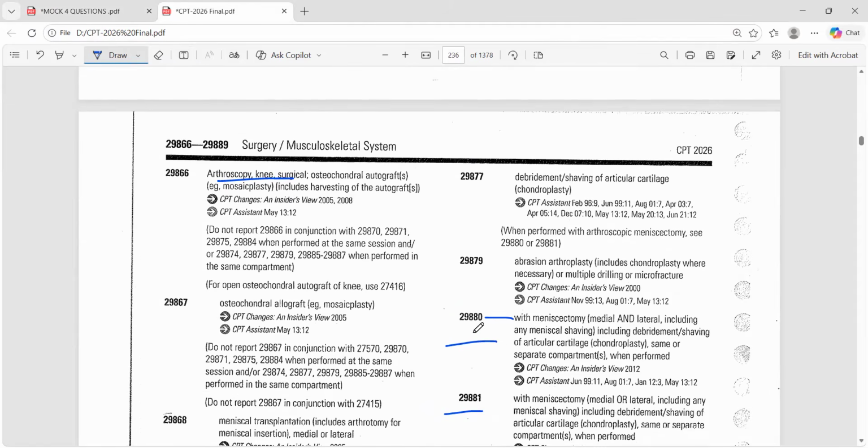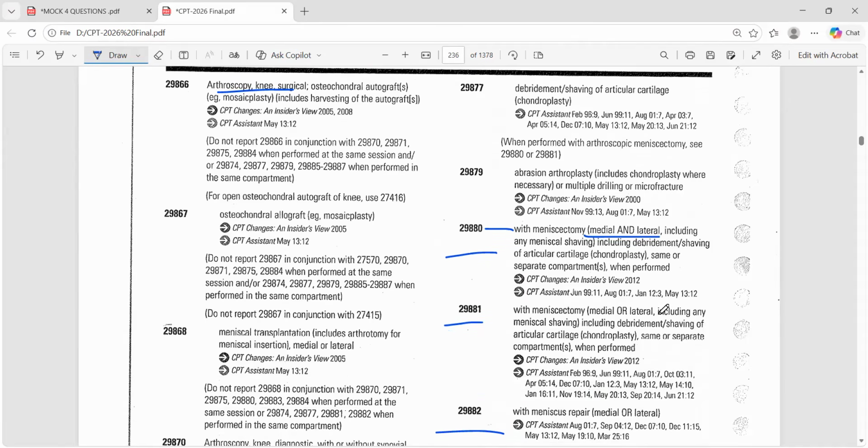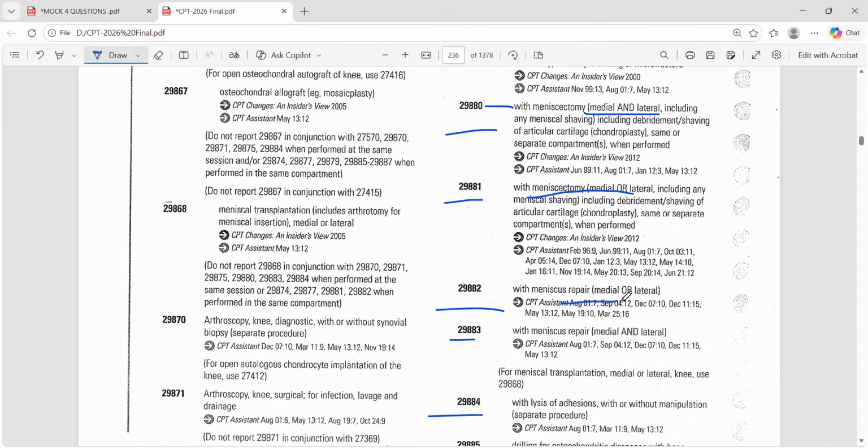Arthroscopy knee surgical with meniscectomy medial and lateral. Okay, with meniscectomy medial or lateral. Meniscus repair medial or lateral. Meniscus repair medial and lateral. See here, 29882 and 29883 are deleted because they are meniscus repair.